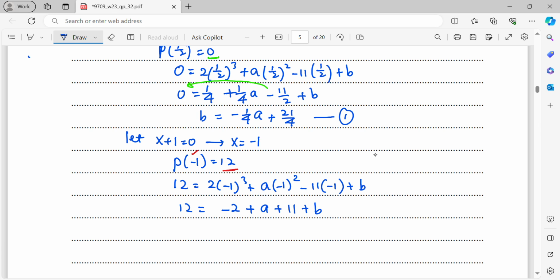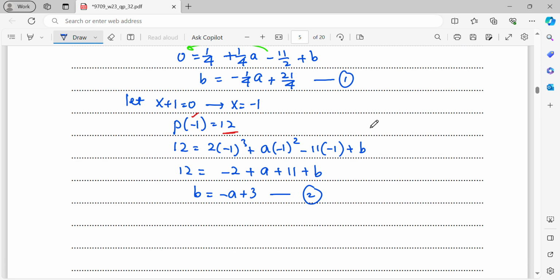That equals 12. Since we have found b in the first equation, here I also get b, which means b is going to be minus a plus 3. This is my second equation. Since both are b, I will just equate them. That means you will be getting negative 1 over 4 a plus 21 over 4 equals minus a plus 3.